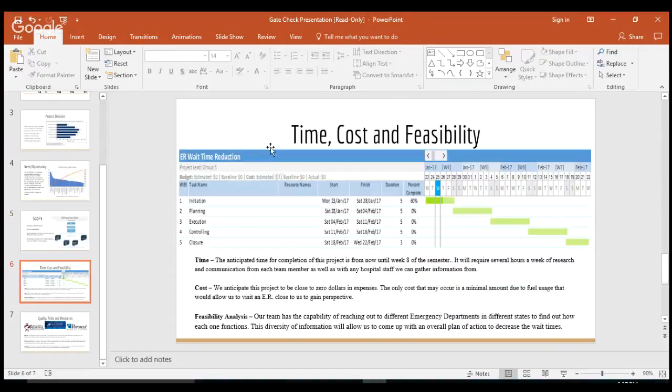For the time, cost, and feasibility, if you look at this Gantt chart that we've started, you can see that we've got the 5 different areas or phases that we need to go through.